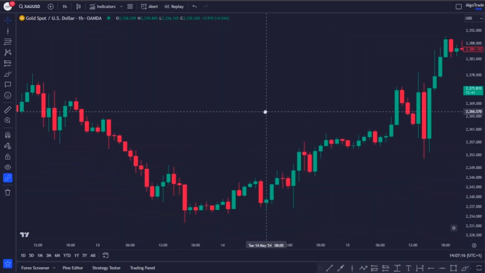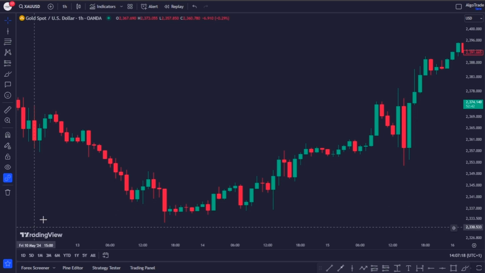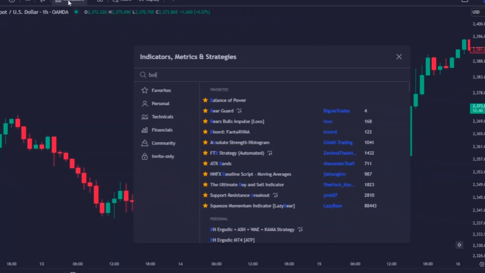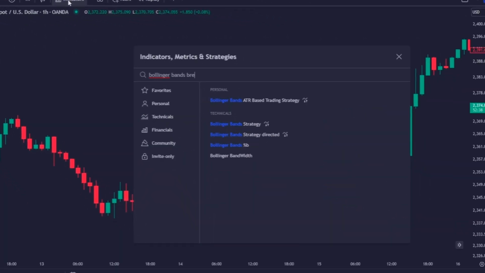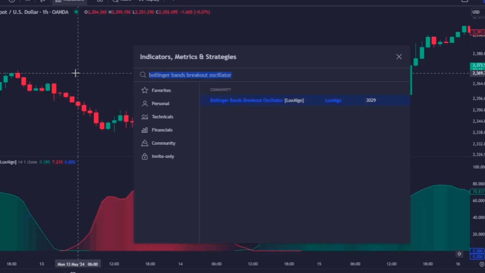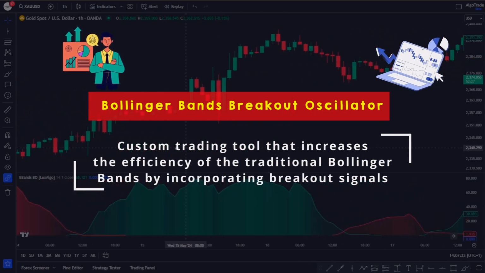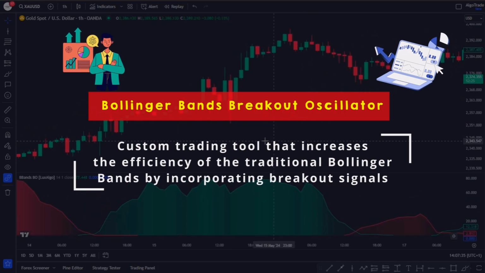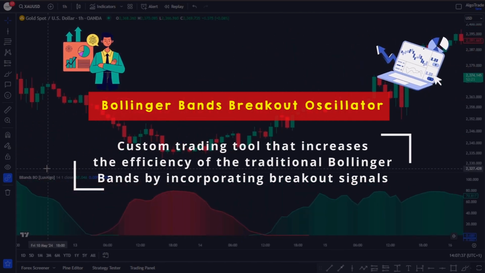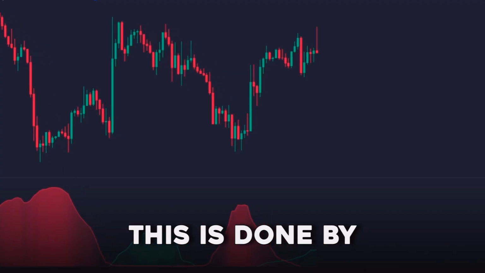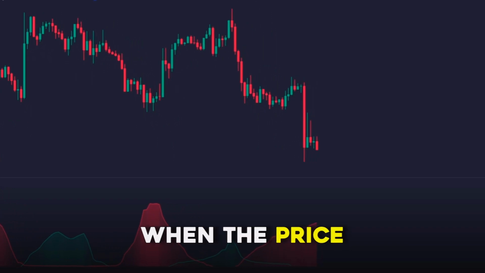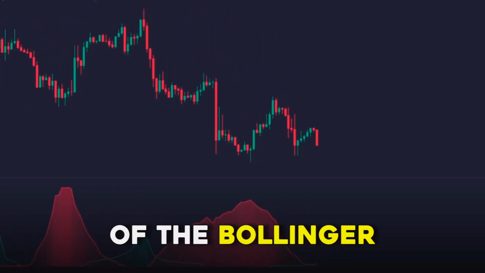So, as usual, let's start by adding the indicator to our TradingView charts. First, click on Indicators, then type Bollinger Bands Breakout Oscillator, and it will be this one provided by LuxAlgo. By definition, the Bollinger Bands Breakout Oscillator is a custom trading tool that increases the efficiency of the traditional Bollinger Bands by incorporating breakout signals. This is done by identifying key moments when the price breaks out of the Bollinger Bands.